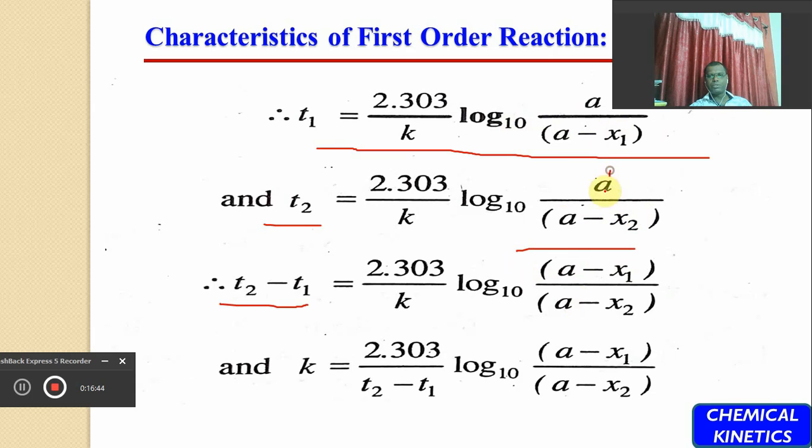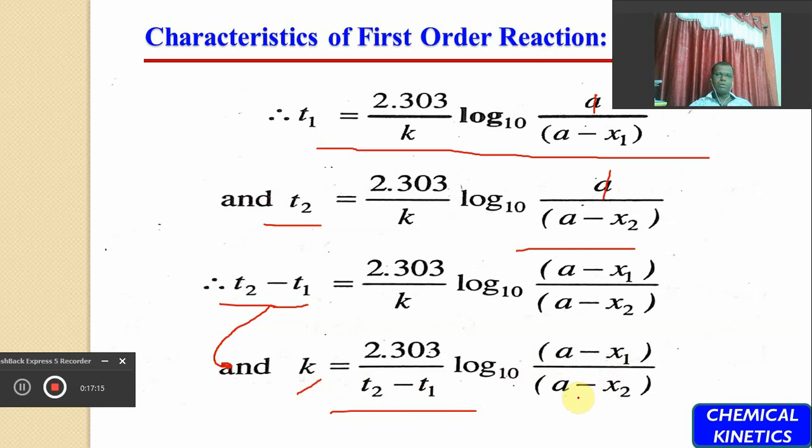after simplification this a and this a get cancelled. So it will be a minus x1 divided by a minus x2. And we can write this equation for the rate constant of a first order reaction k as 2.303 upon t2 minus t1 log to the base 10 of a minus x1 divided by a minus x2.